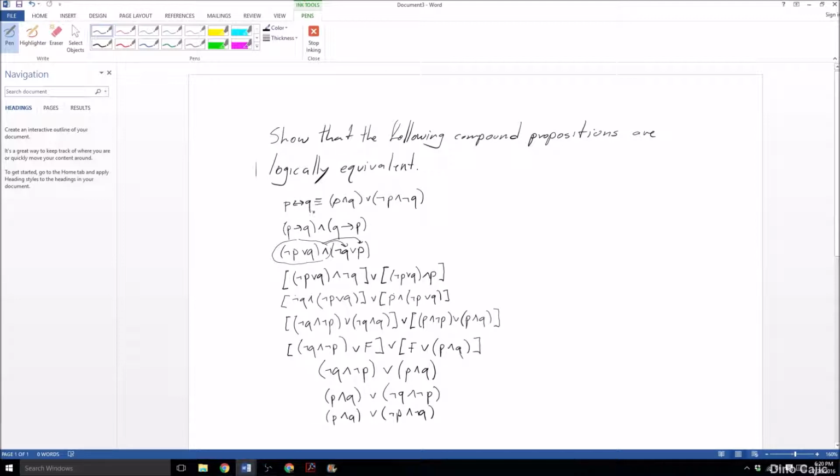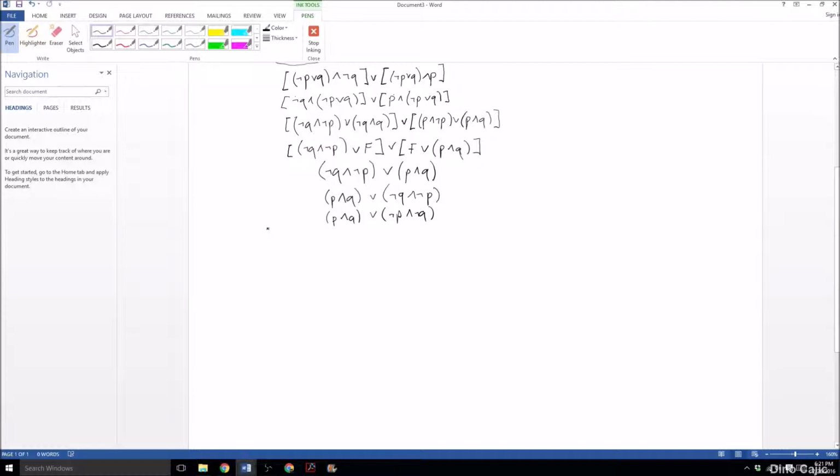So that states that P if and only if Q is, as a matter of fact, logically equivalent to P and Q, or not P and not Q. Let's try one more example.